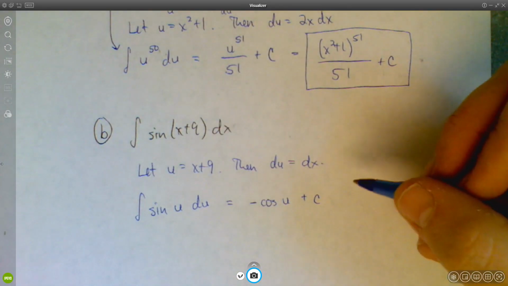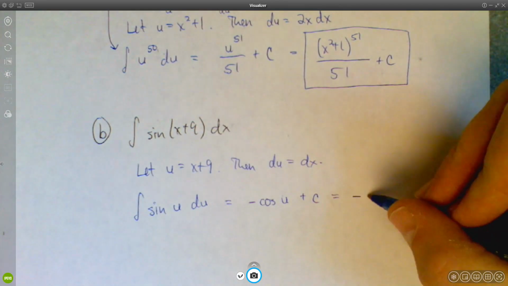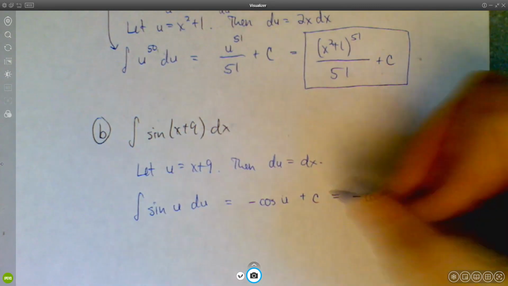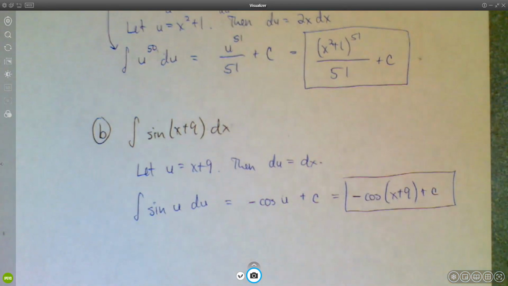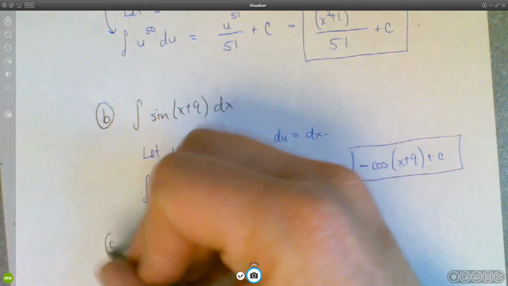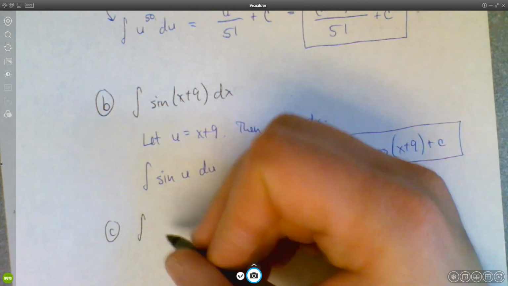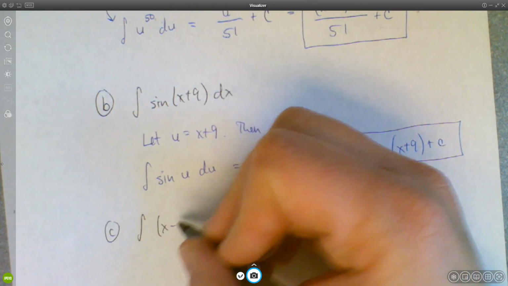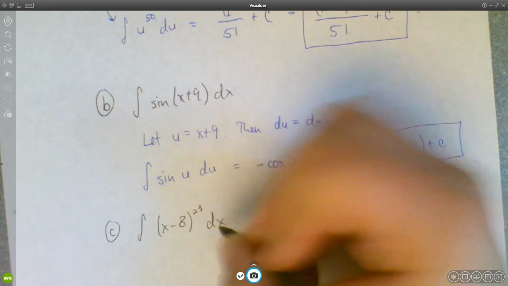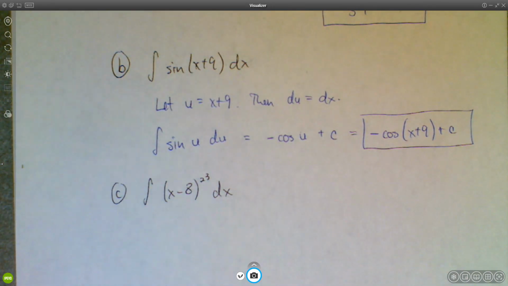And then to get it back in terms of x, we just replace u with x plus 9, right? So it's negative cosine of x plus 9 plus c. And again, you can check all of these things by differentiating, so you're welcome to check this by differentiating if you'd like. Let's do another one. Let's integrate x minus 8 to the 23rd power. I'll let you pause the video and see if you can figure that one out.